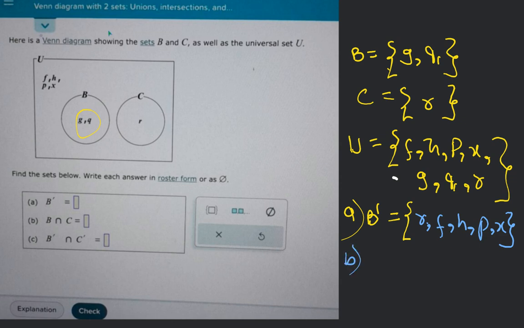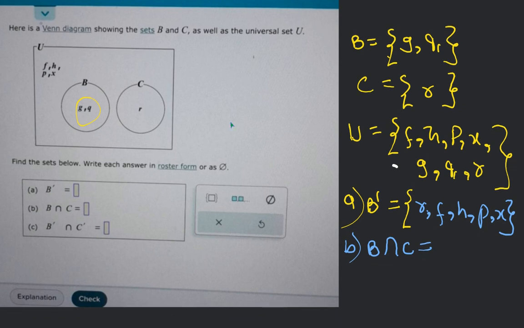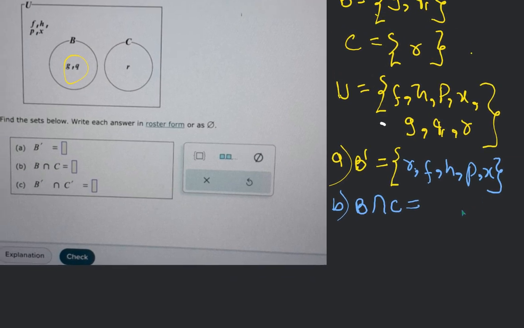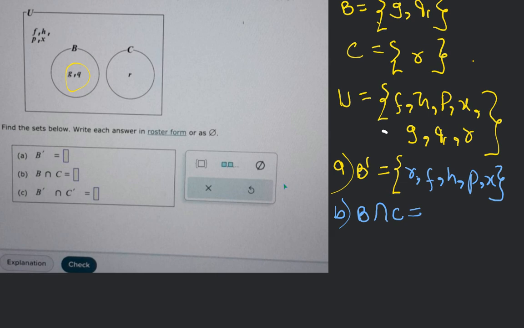In the B part, they have asked for B intersection C. Now, do you know what intersection is? Yes, all the elements which are there in B and C both. So what are the elements which are there? G, only O.